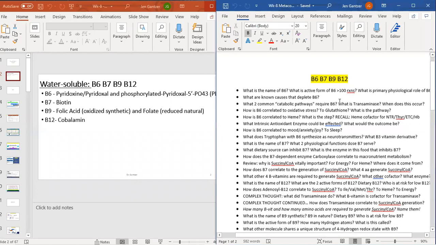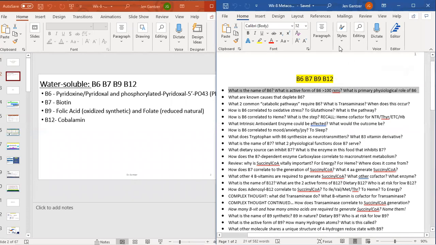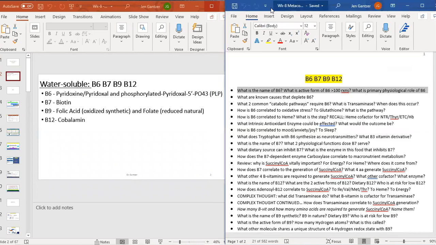All right. So B6, B7, B9, and B12 are going to correlate very heavily with many of the vitamin cofactor and coenzyme roles when we look at protein metabolism. So this lecture really focuses on what the B vitamin is involved in and what it is a cofactor for. Because after this exam, we're going to pick right back up with protein metabolism, and you're going to see how all of these carry forward. So these two introductory lectures on the B vitamins will help you definitely in protein metabolism.